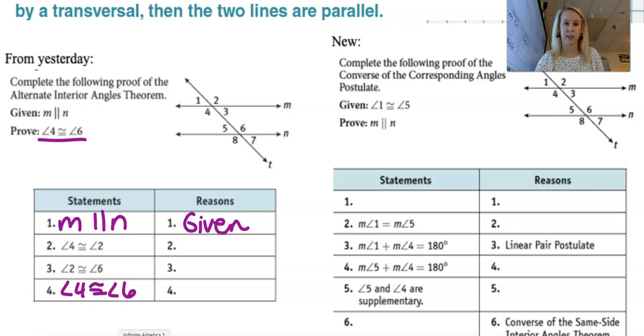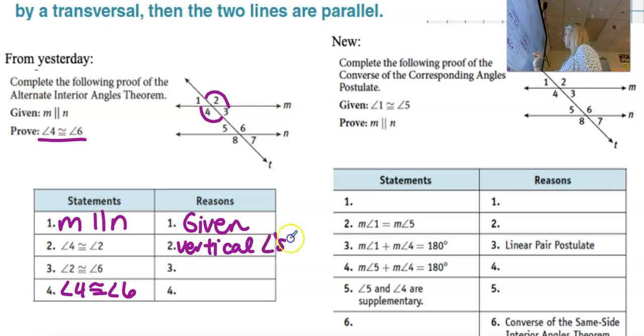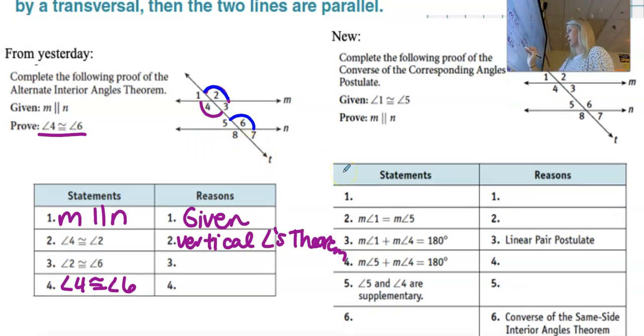Now let's fill in this part right here. If they're parallel, this says that angle 4 is congruent to angle 2. Here's angle 4, here's angle 2. The reason they're congruent is that they're vertical angles, so that would be the vertical angles theorem. Then it says I know 2 is congruent to 6. So 2, I'm going to change it to a blue color, and then 6. I know they're congruent because they're corresponding angles, so that'd be the corresponding angles postulate.